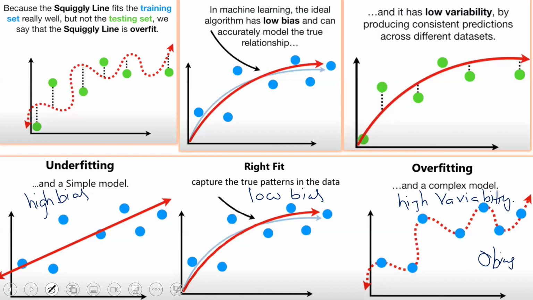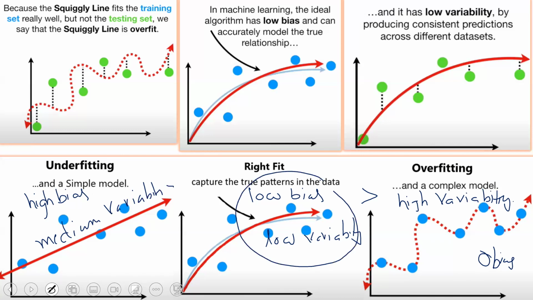Let's suppose for this it is low variability. This has medium variability. That means a right model will have low bias and low variability. You have to choose a point between these two models.